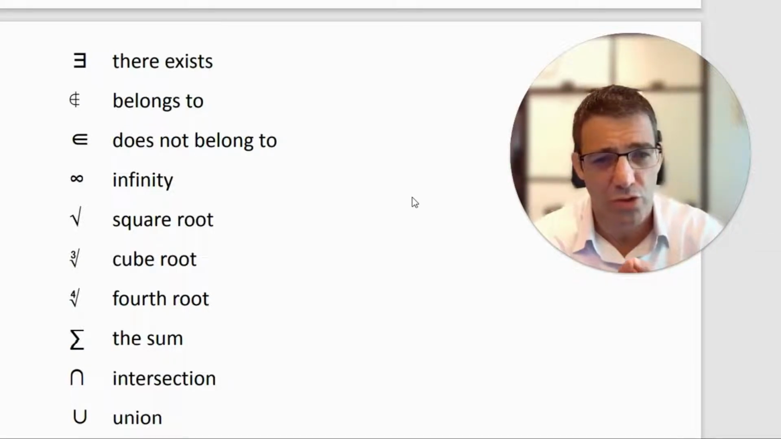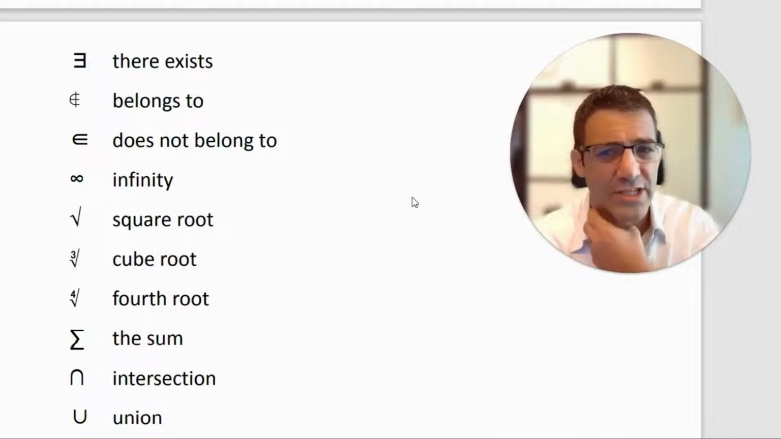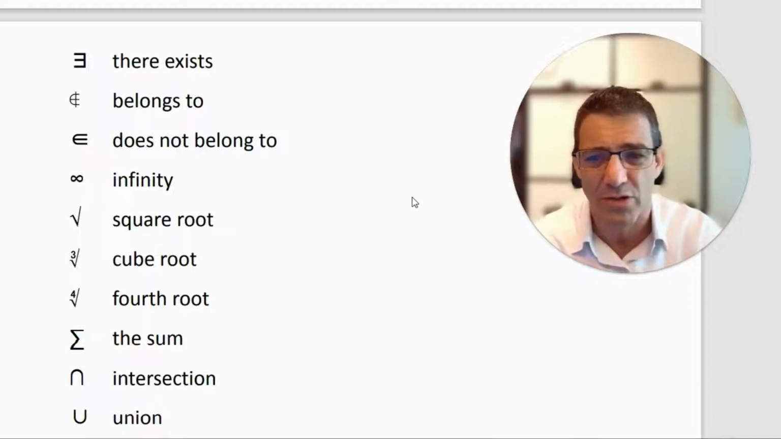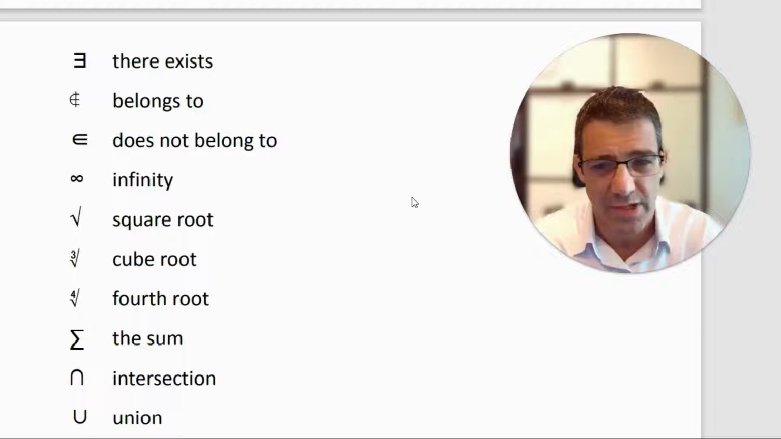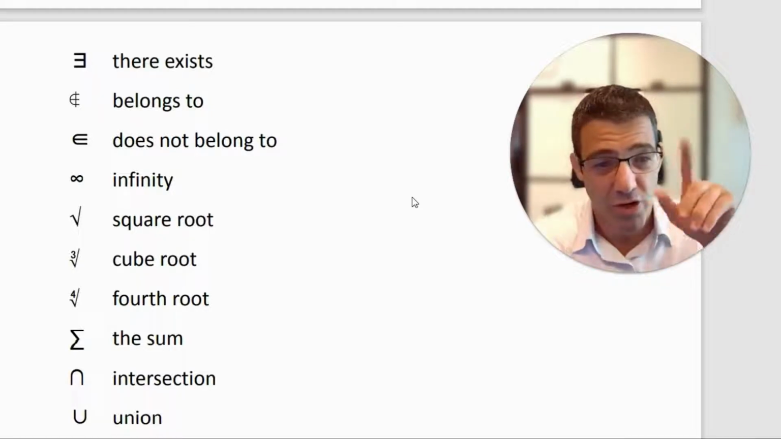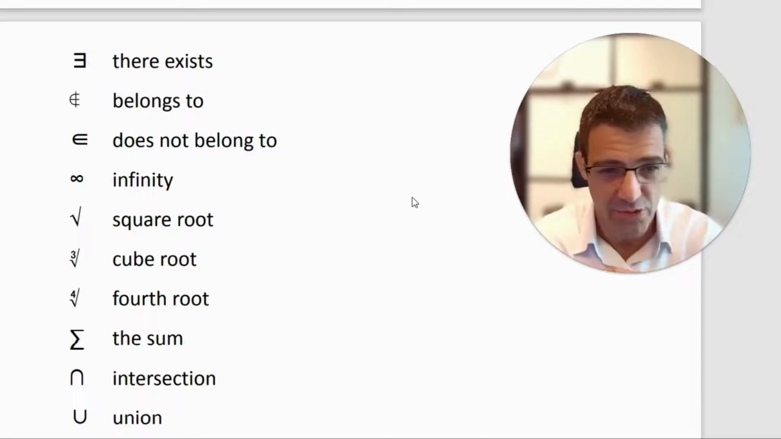Belongs to, so your little euro sign, well actually this one is written as does not belong to, so I've swapped them around. Oh, I made a boo-boo. So belongs to is the euro sign, which I wrote as does not belong to, and then the one where you cross it out means does not belong to. Okay, so when you cross it out, it means it doesn't belong to, and when you don't cross it out, it means it does belong to. Infinity, we've already been over it.